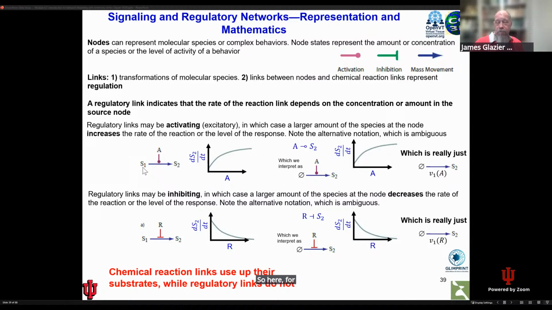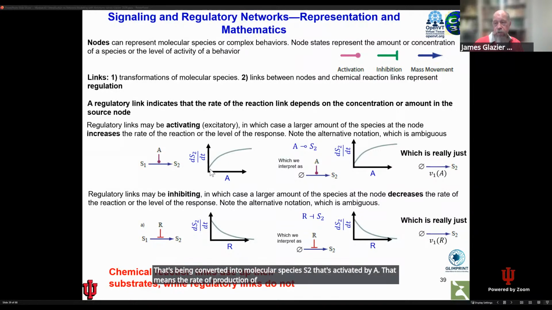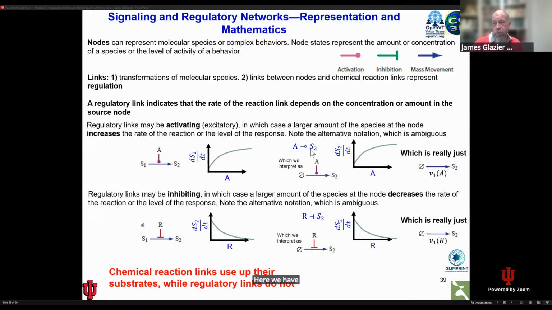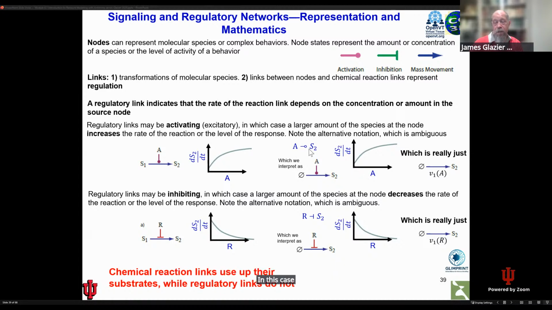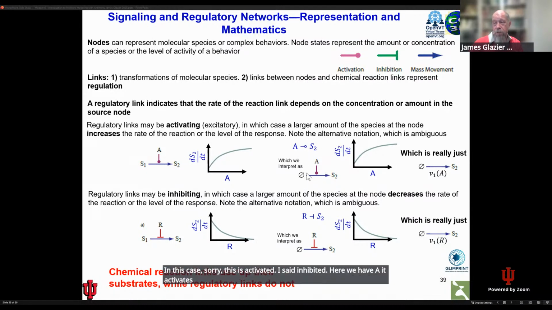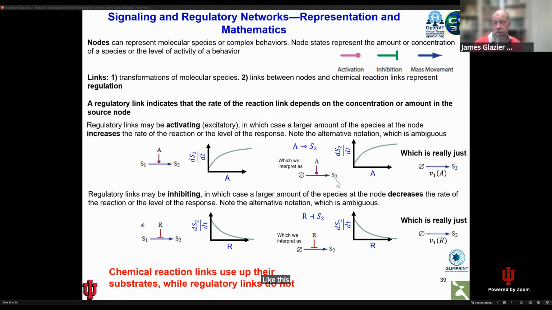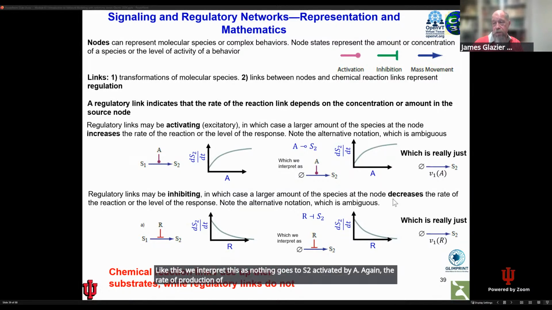So here, for example, I have molecular species S1 that's being converted into molecular species S2 that's activated by A. That means the rate of production of S2 increases as the concentration of A increases. Here we have A inhibiting S2. That's interpreted as nothing goes to S2 inhibited by A. In this case, activated. I said inhibited. Here we have A, and it activates S2. This is written like this. We interpret this as nothing goes to S2 activated by A. Again, the rate of production of S2 increases with the concentration of A.